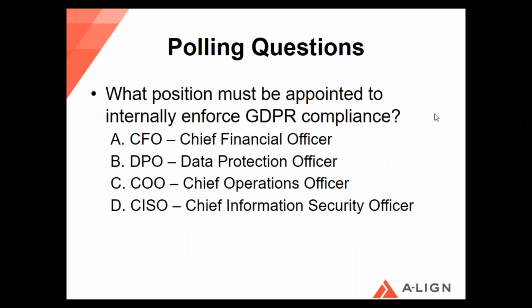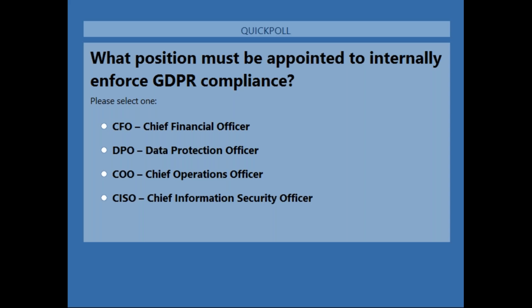So another polling question, just checking in with you guys. And the question is, what position must be appointed to internally enforce GDPR compliance? Again, it's something that's optional if your organization falls within one of the three categories that we outlined. A, a Chief Financial Officer; B, a Data Protection Officer; C, a Chief Operating Officer; and D, a Chief Information Security Officer. So we'll give you a minute.